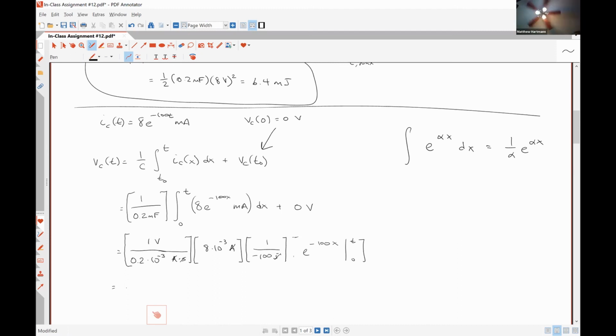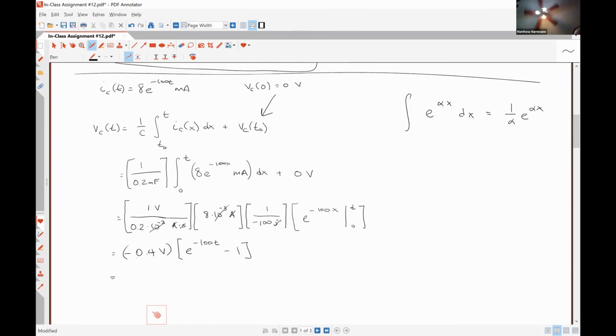So let's do a little bit of the math here. This 10 to the minus 3 is going to cancel this 10 to the minus 3. So we should have 1 times 8 divided by 0.2 times negative 100. We get negative 0.4 volts as our coefficient there. And this is going to be multiplied by e to the minus 100t minus 1.